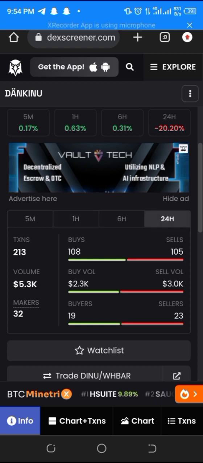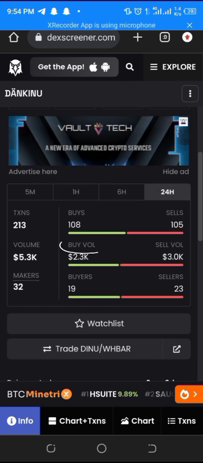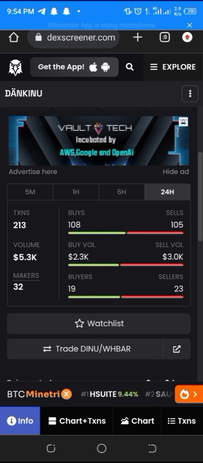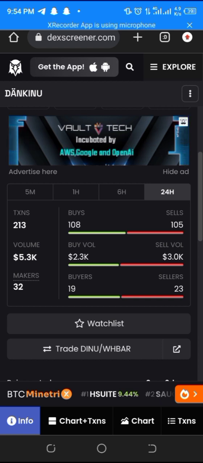So the buy volume means the amount of money that has been used to buy. The 108 means 108 transactions. All the 108 transactions, the total amount of money that it cost was $2.3k. So the sell volume 3k means that 3k worth of the coin was sold, but 2.3k worth of the coin was bought.